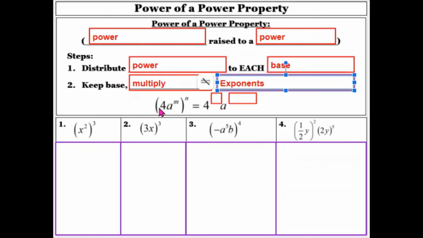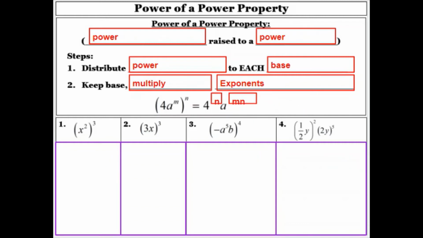So what does that look like? If I have 4a to the m, all in parentheses to the power of n, so this whole thing is to the nth power, I'm going to distribute that power to every base. That means the 4 and the a. So I will have 4 to the n, and then I have a to the m to the n, so a power to another power. And according to my directions here, I want to multiply those exponents. So it's 4 to the n and a to the mn. So multiply those two numbers.